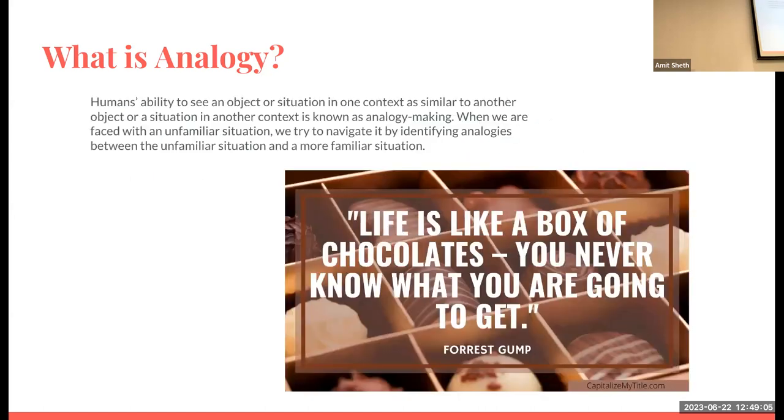I watch a lot of movies, so this is why this Forrest Gump quote comes up. It says life is like a box of chocolates, you never know what you're going to get. I think this is a good example of what an analogy is. We'll see different types of analogies, but this will start things off.